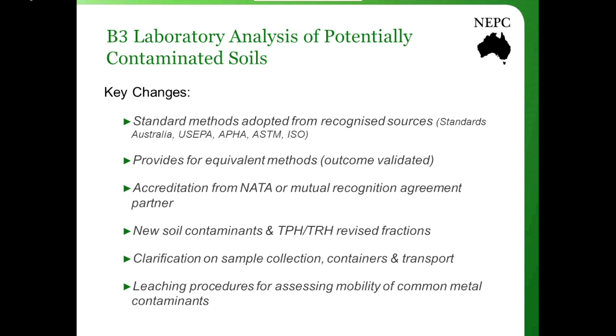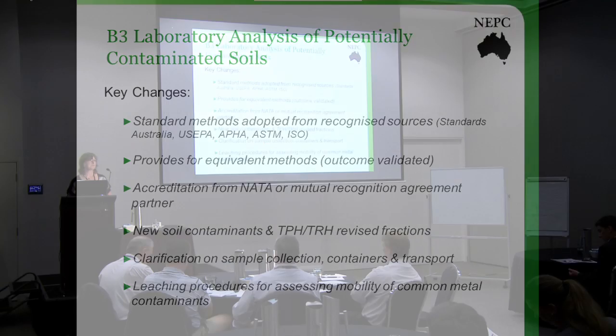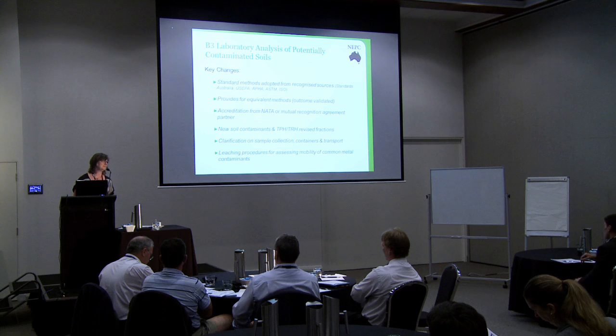So you'll see from that that B3 is really addressing analysis of soils, and yet you may be thinking, well, we've got groundwater and soil vapour. In B2, for groundwater, it refers again to standard methods. We don't go into prescribing how to analyse. We refer to standard methods, again, from recognised sources. And again, for soil vapours, there are very good US EPA methods out there, and they are referenced from B2.